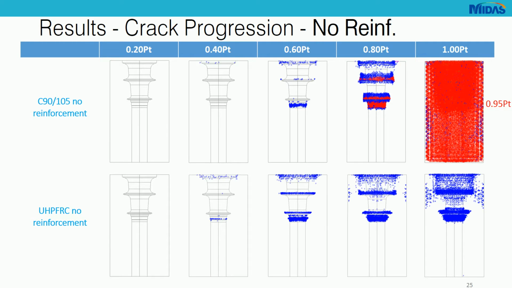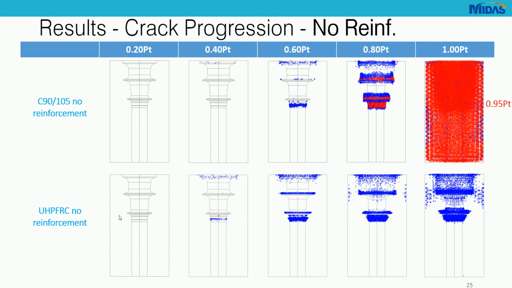If we check a progression of the models without the reinforcement, I have compiled the behavior at 20% increments. So we can see a small progression of the cracks, and when we reach 80% for the high strength concrete without reinforcement, we already have fully open cracks, and at only 95% of the load, everything is basically cracked.